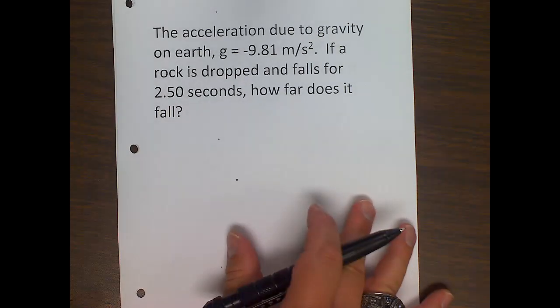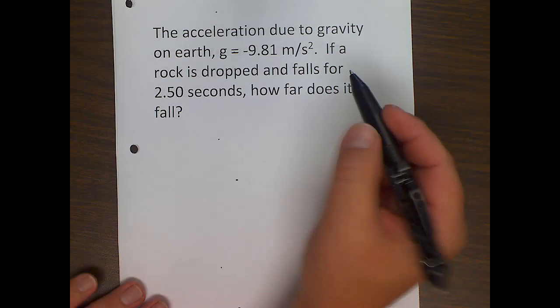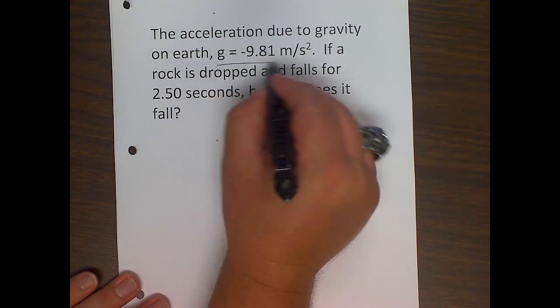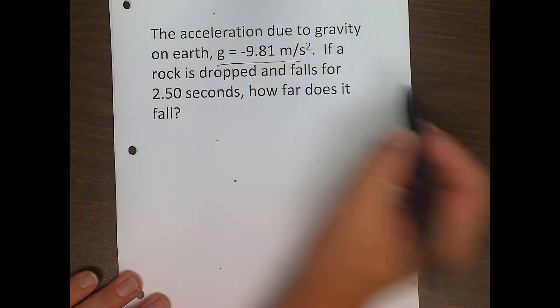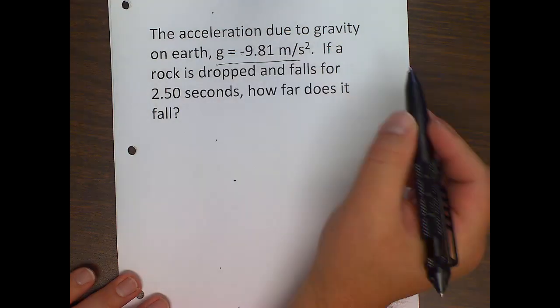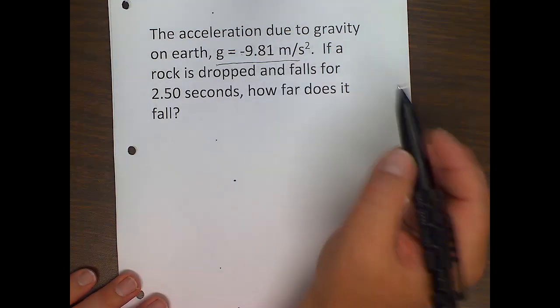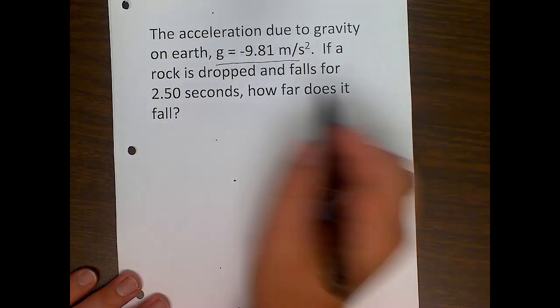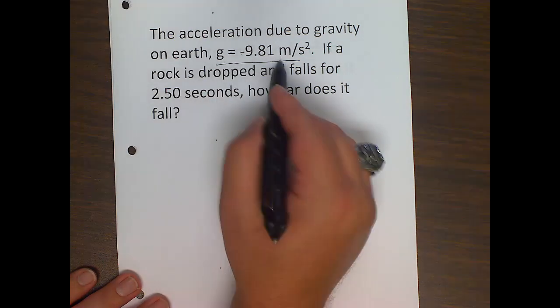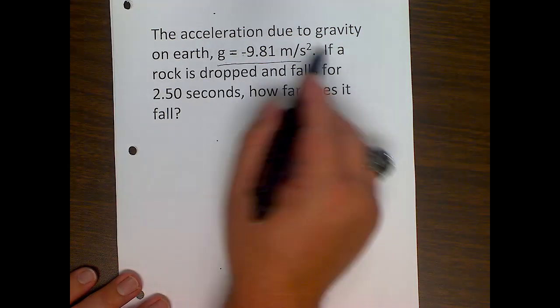The acceleration due to gravity on the Earth's surface is about 9.81 meters per second squared, and the negative tells you that it's going down. Well, we know typically if we release things, they fall. This is one of those values I do expect you to know or have handy.